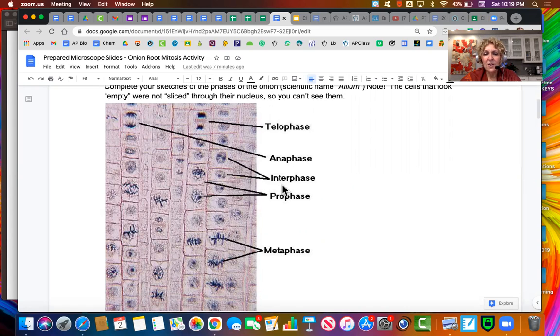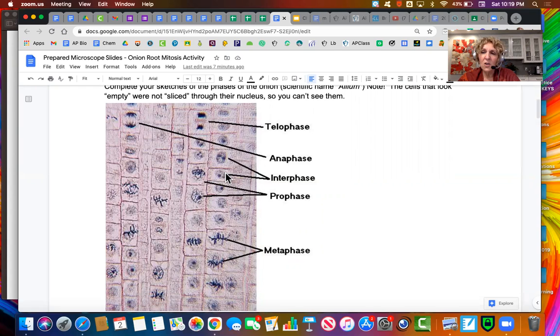And remember, interphase is when the cell is doing its normal things. It's not dividing, okay? And so here I see interphase cells where I can see a very defined nucleus, and I can see a nucleolus inside the nucleus, right? So I can tell these are plant cells because I can see the cell wall.